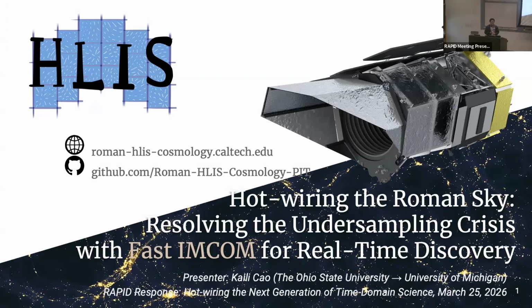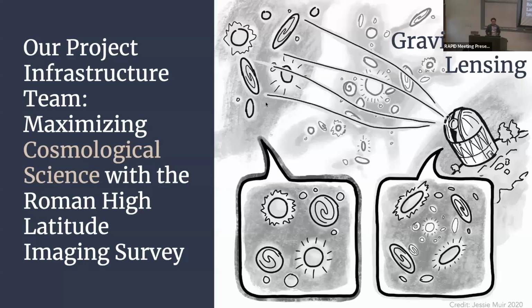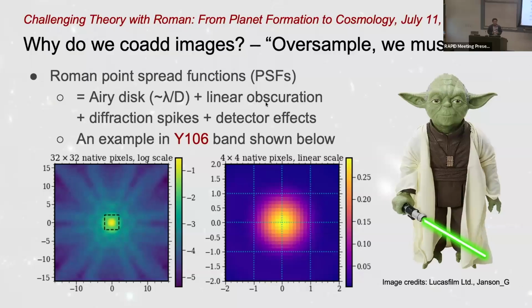All right, so I am a member of the High Latitude Imaging Survey project infrastructure team. If you are familiar with the Roman terminology, you may wonder, okay, high latitude imaging survey, great, but that's about weak gravitational lensing cosmology. That's a static feature of the universe. But this conference is about time domain science. So did this guy misread the title of the meeting? No, because I do want to share my image processing techniques with the time domain community. So the title of my talk is Hot Wiring the Roman Sky.